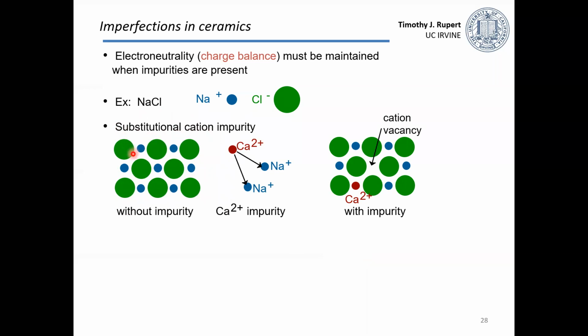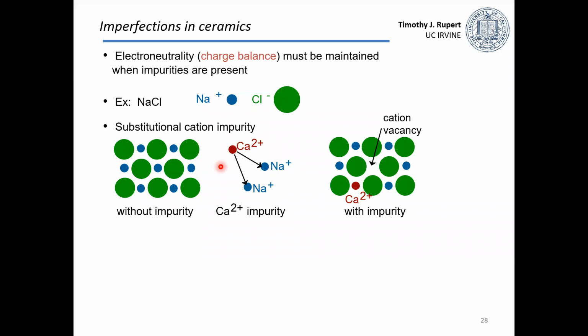If I were to think about replacing one of these sodium atoms with a calcium atom, I would have to recognize that the sodium is a +1 charge and the calcium is a +2. So if I replace one of these with a calcium, and that's all I do, I wouldn't have charge balance inside of my sample. I'd have an extra positive charge.